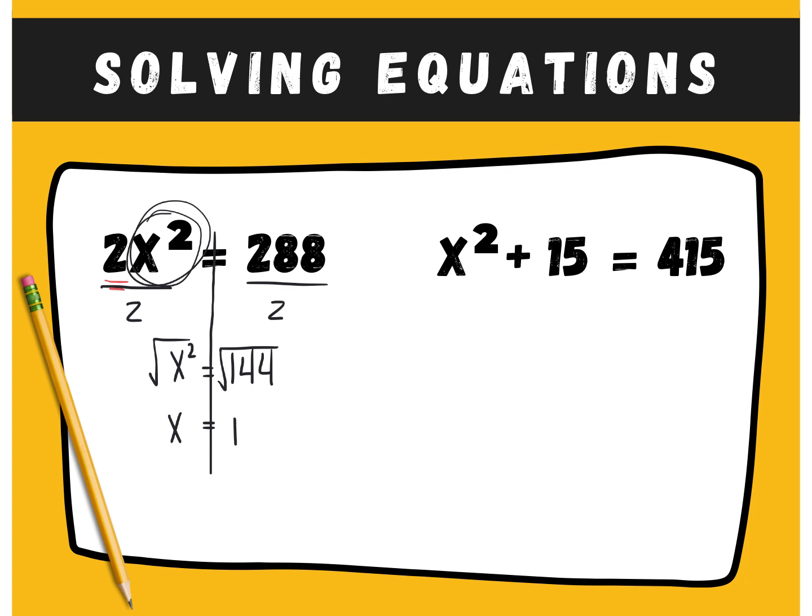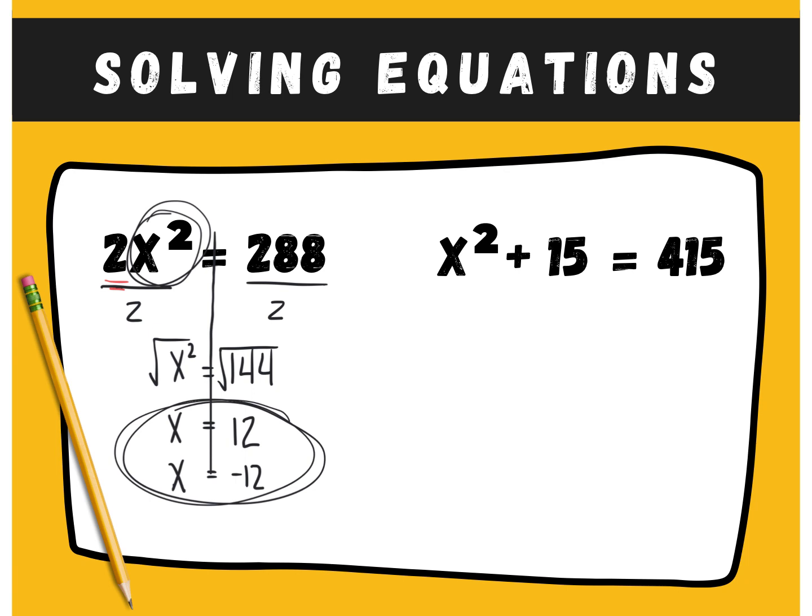Hopefully we know already that that's going to be 12. 12 times 12 is 144. And we should be getting a feel for the idea that there's a second answer. In this case, negative 12 times negative 12 also gives me positive 144. So I have two solutions.